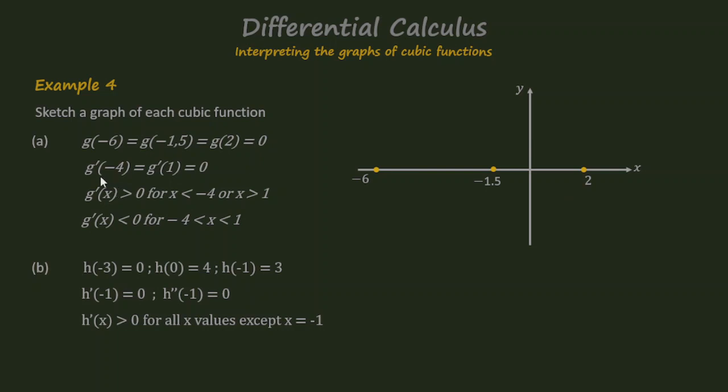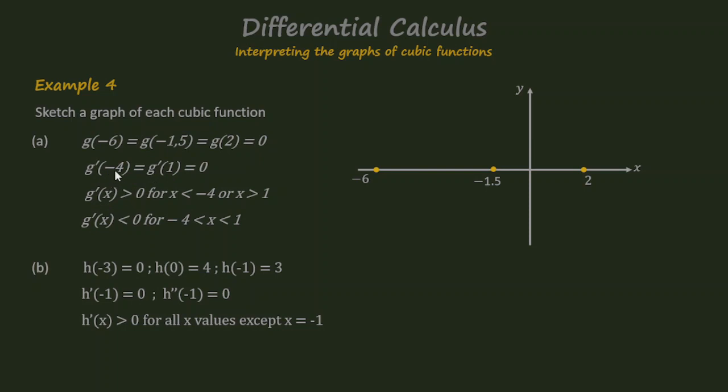The second statement says the first derivative at minus 4 equals the first derivative at 1, and they are all equal to 0. So if I substitute minus 4 in the first derivative, I get 0. If I substitute 1 in the first derivative, I get 0. That tells me that minus 4 and 1 are the x-coordinates of the turning points of G.